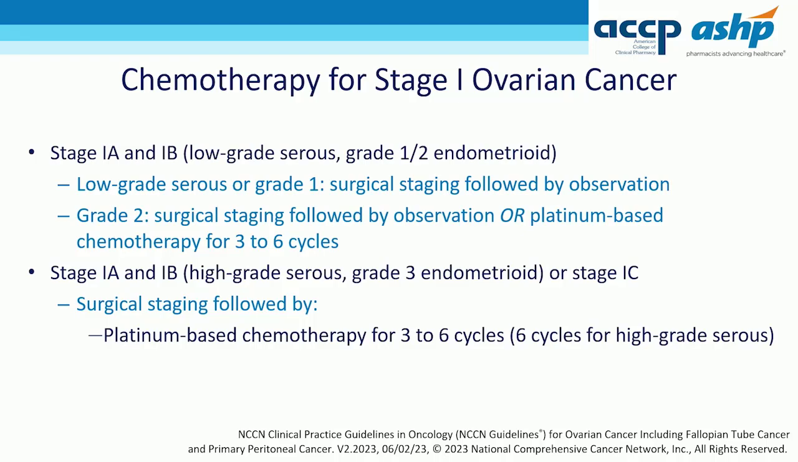Once we get to the higher grade or those grade 3 endometrioid or even stage 1C, we are going to be offering chemotherapy for these patients. And we're going to be doing a platinum-based chemotherapy for 3 to 6 cycles with favoring 6 cycles for that high-grade serous.